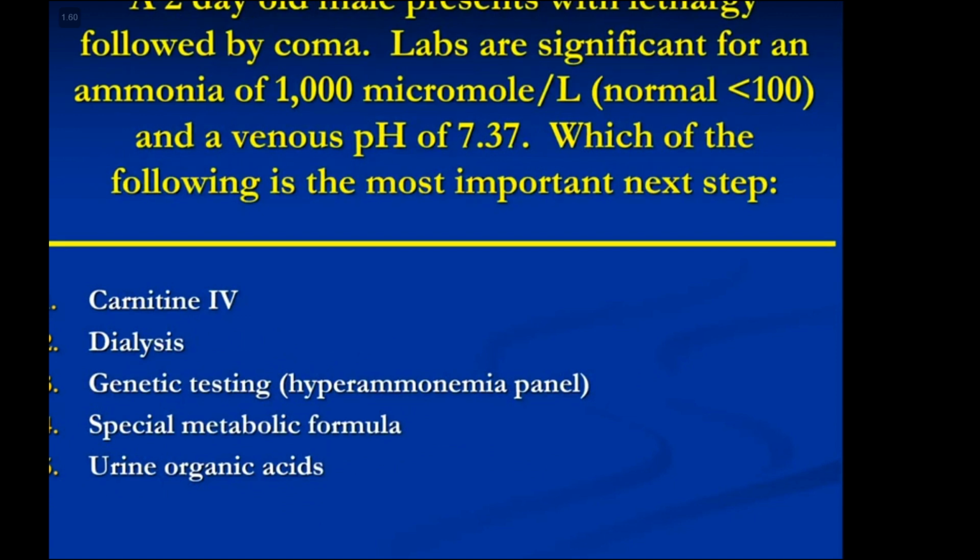And the next question is a 2-day-old who is lethargic and then comatose, has an ammonia of 1,000, which for those of you who've worked during your residency, that usually scares people. It scares me still. That's really bad. And a venous pH of 7.37. So which of the following is the most important next step? And that's next step. That's like crucial. It is what you want to do for this patient. You might be doing a lot of these things, but I want to know what you want to do first.